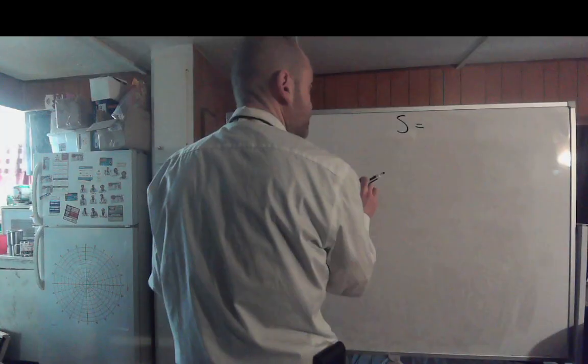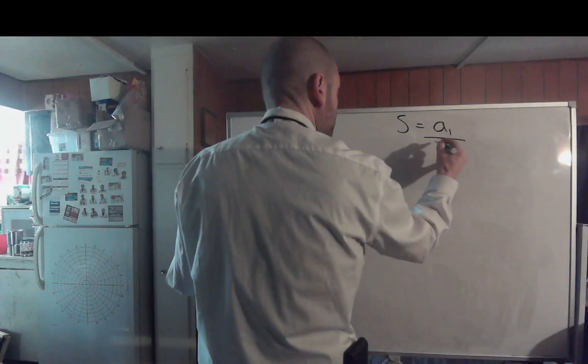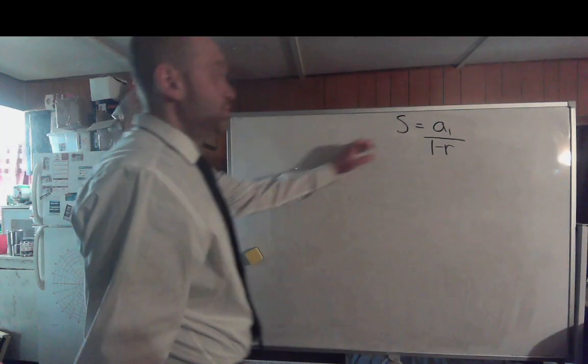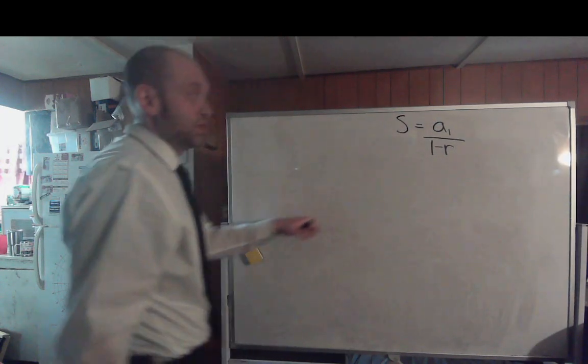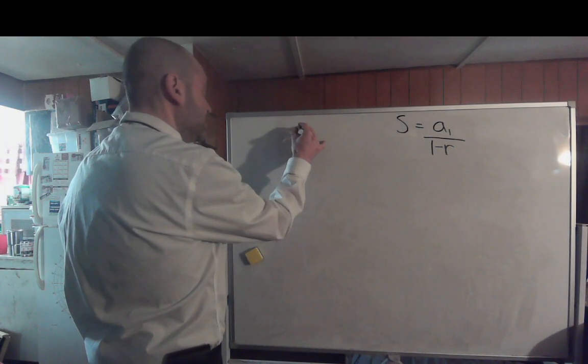So to find the sum of an infinite geometric series, you just take your first term and divide it by 1 minus your common ratio. That's going to be for the sum of an infinite geometric series. So let's get started with our first example here.